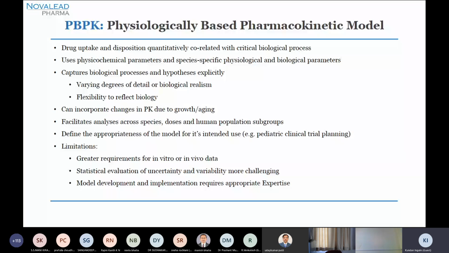Now, this modeling, as I said earlier, can also be used for predicting across different species. So you can relate mice data, rat data, dog data, or any primate data together, and you can build up a pharmacokinetic model. Just as it has various advantages, it also has certain limitations. For the population-based model, limited data is usable, but for this PBPK modeling, a good amount of data is required.